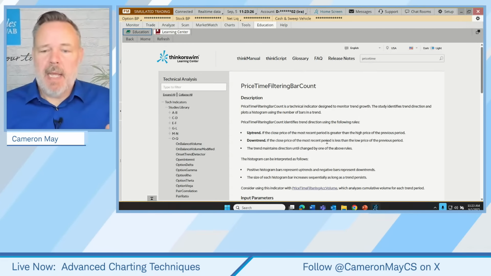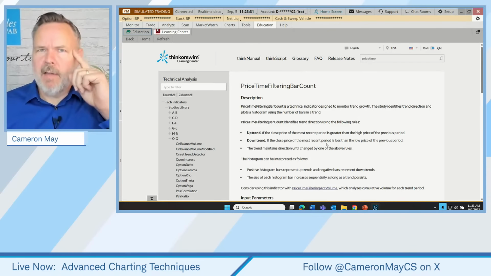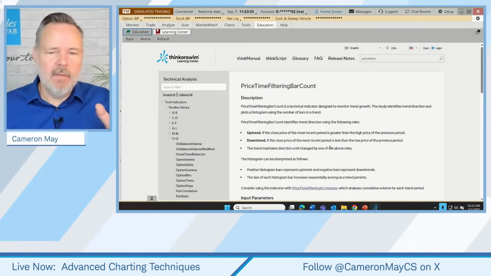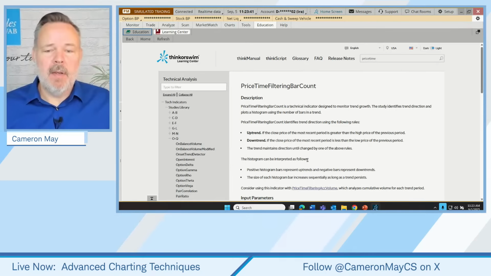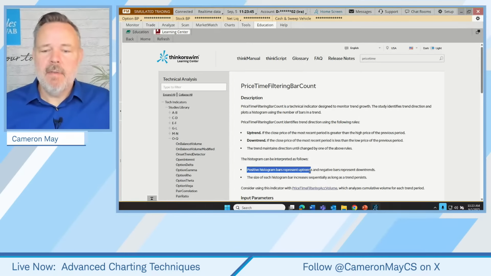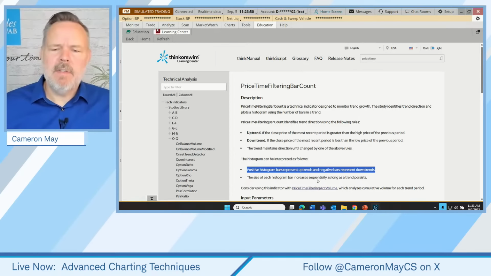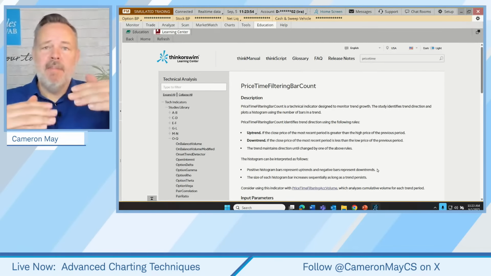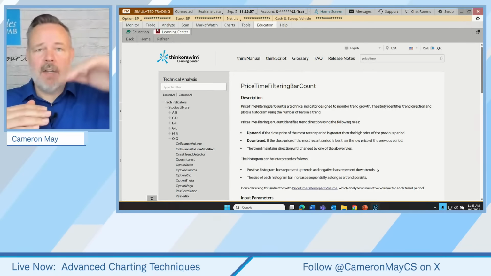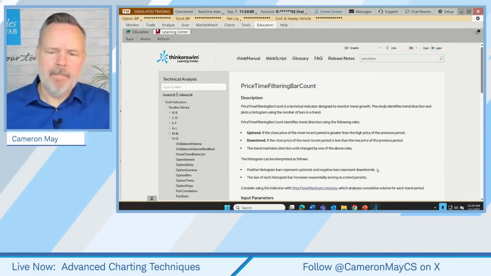Sometimes when I explain it, it helps to go back to the archive and listen to the explanation and then process it for a second while you pause it. In any case, that is creating these bars, and the bars just keep getting taller. The histogram can be interpreted as follows. Positive histogram bars represent uptrends, and negative bars represent downtrends. The size of each histogram bar increases sequentially as long as the trend persists. So we don't really care what the bar value is. It's really just the direction. Is it going up or is it going down?